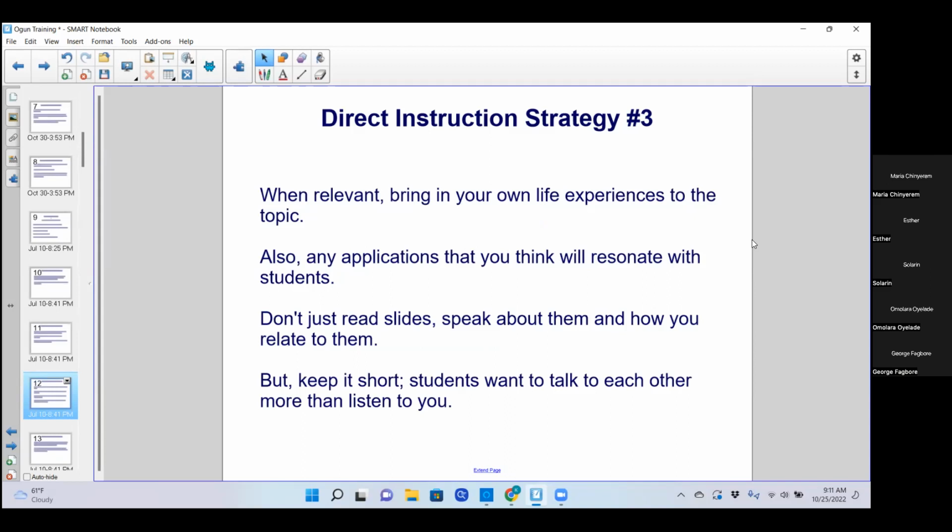Another strategy is to really tie your own life experiences and the students' life experiences in. Let them share their stories. Let them talk with each other about how they've experienced this. What is their background information? Really letting them become part of the teaching instead of just listening.